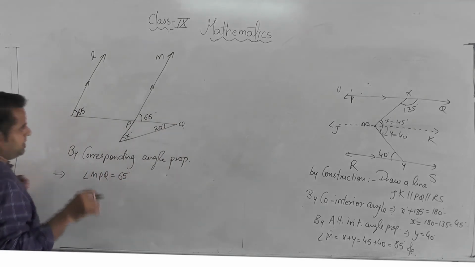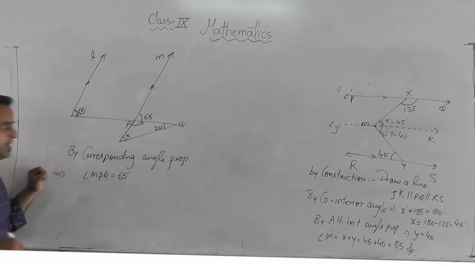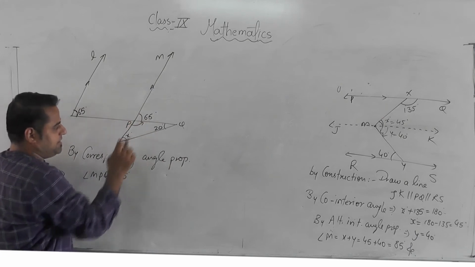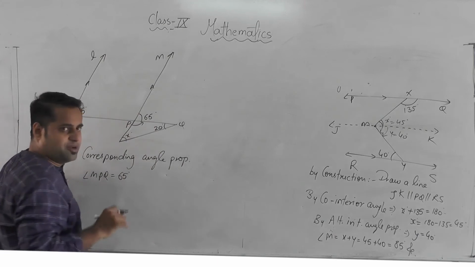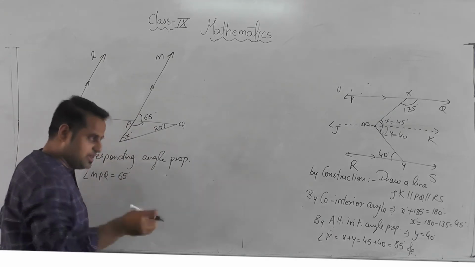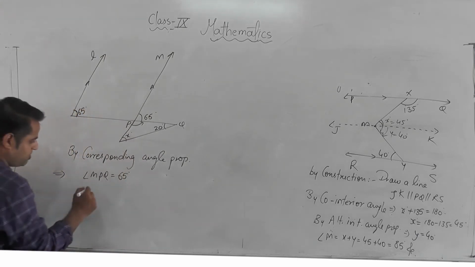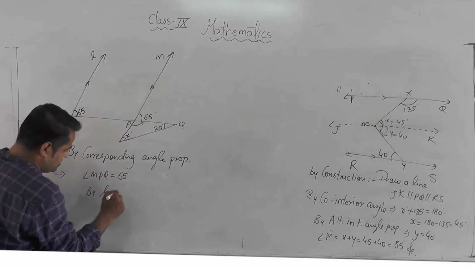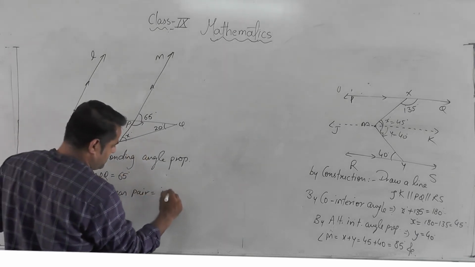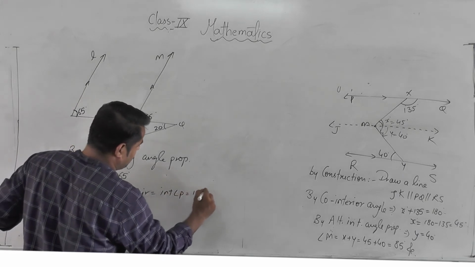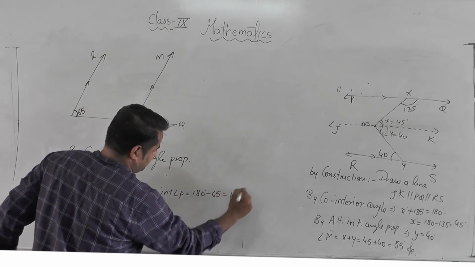Now by linear pair we can find this interior angle. Else you can apply the exterior angle property, but we haven't learned the exterior angle property till now, so we are not applying it. So by linear pair, this interior angle P will be 180 minus 65, so it will come as 115.